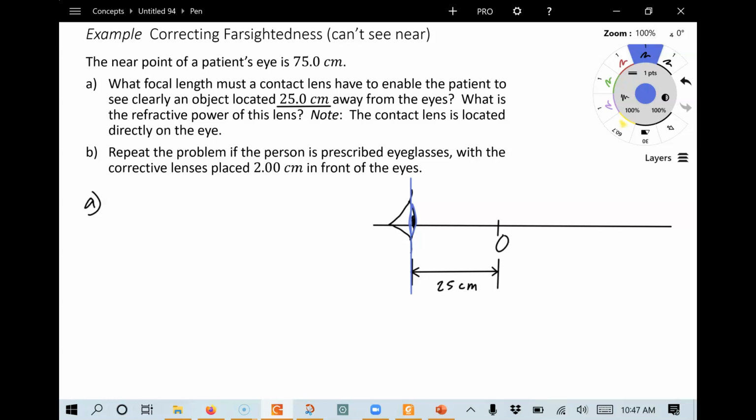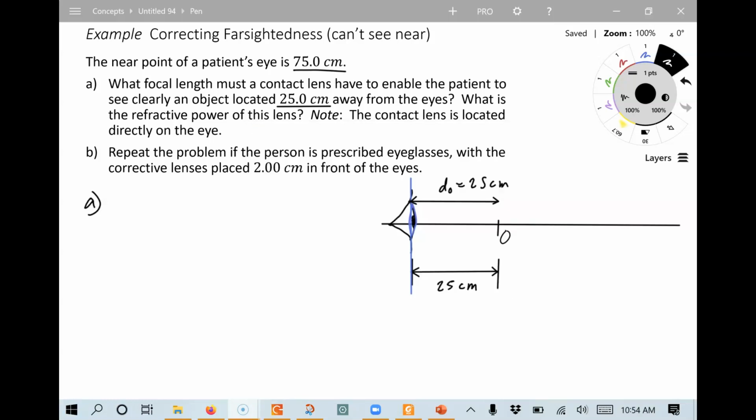So when we calculate our object distance, we're going to do it like this. We start from the edge of the lens and we go out to where the object is placed. Okay, cool. That is our object distance. DO is equal to 25 centimeters.